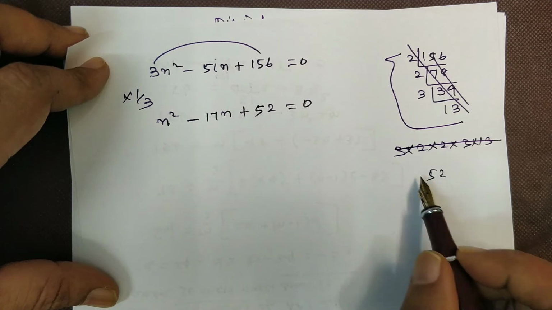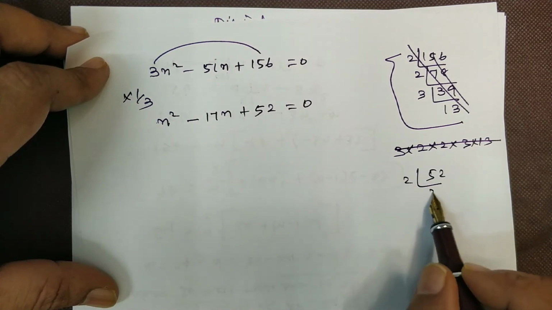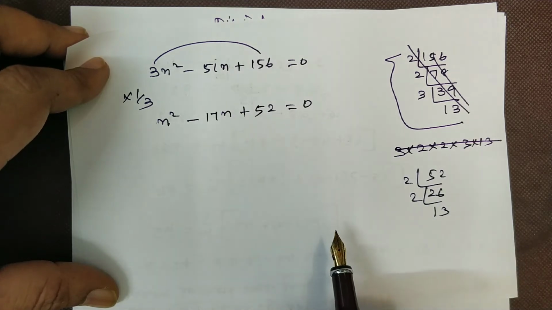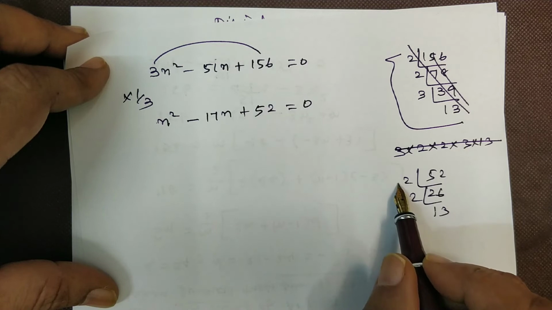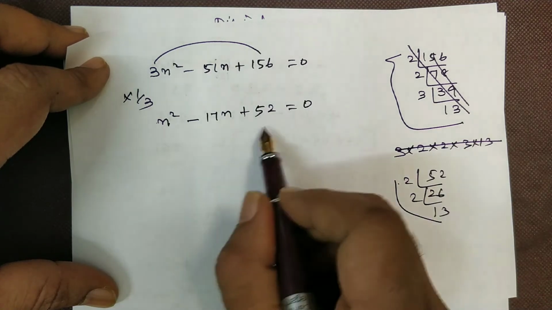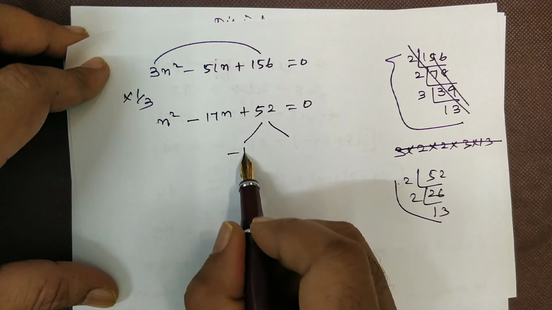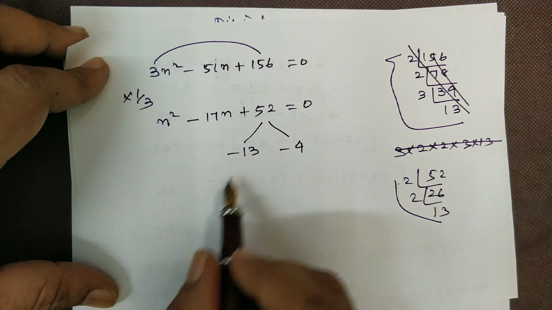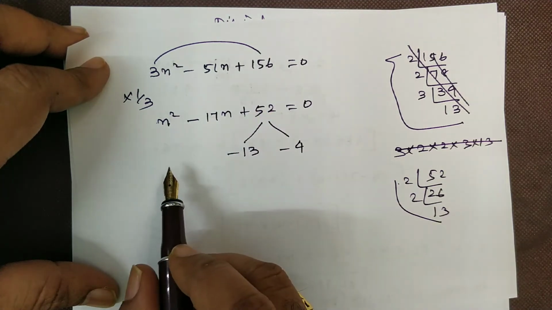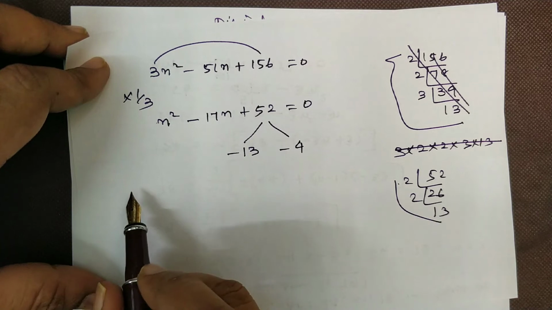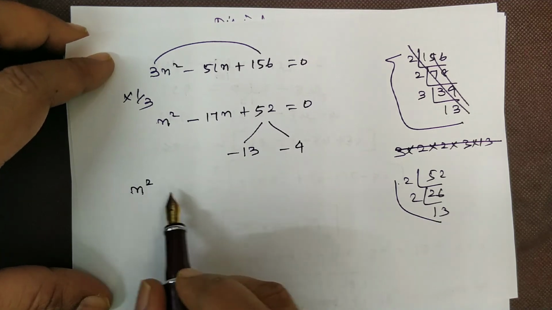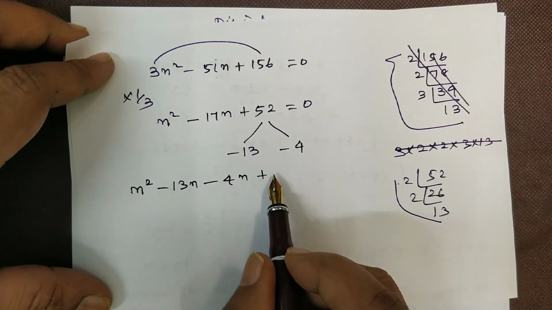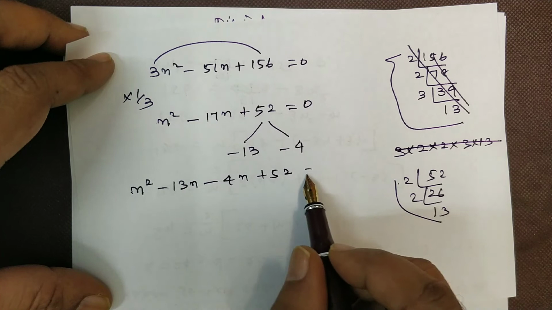Now let us factorize 52. So 52 means 26 and 2 13s. So how we can get 13 plus 4, is it not? So we can split this into minus 13 minus 4, so that you are able to get 52 as the product. On adding you are able to get 17. Got it? So n squared minus 13n minus 4n plus 52 is equal to 0.